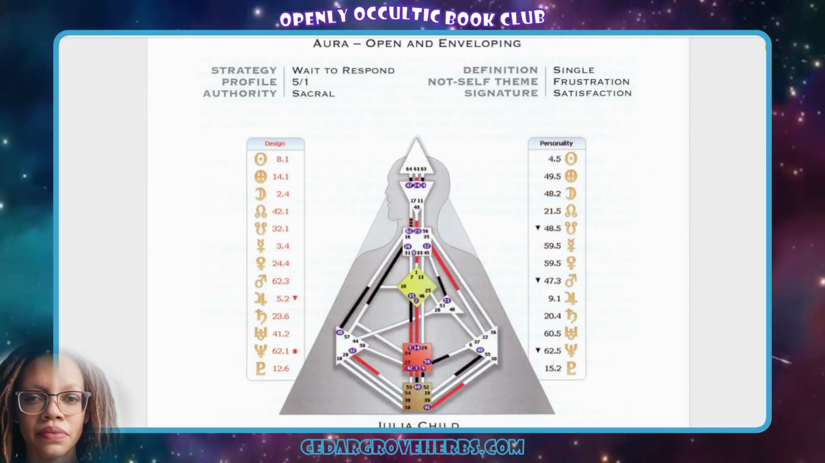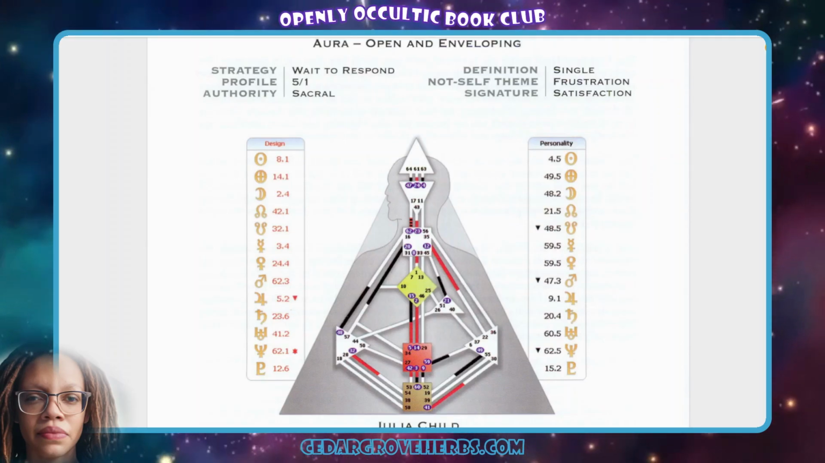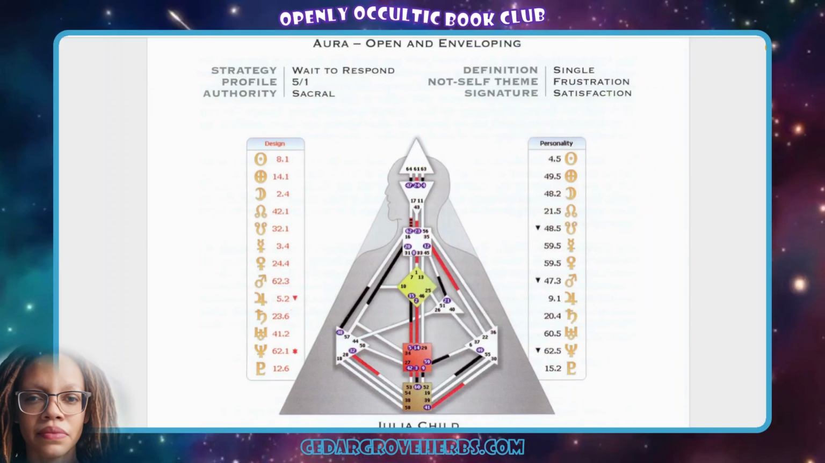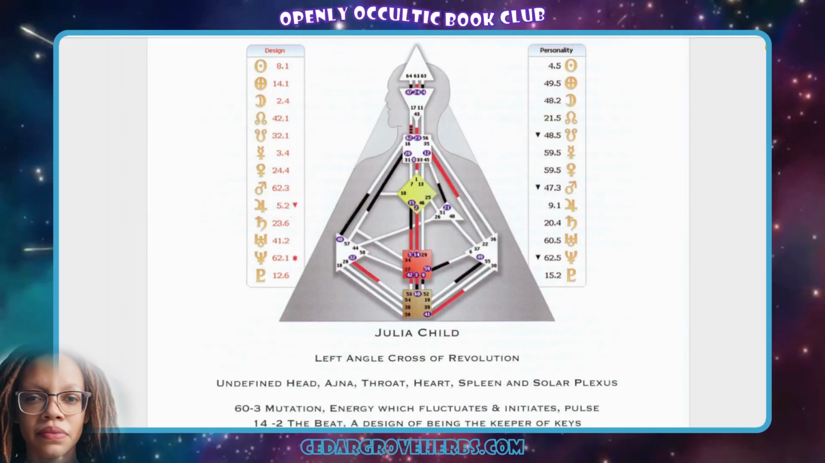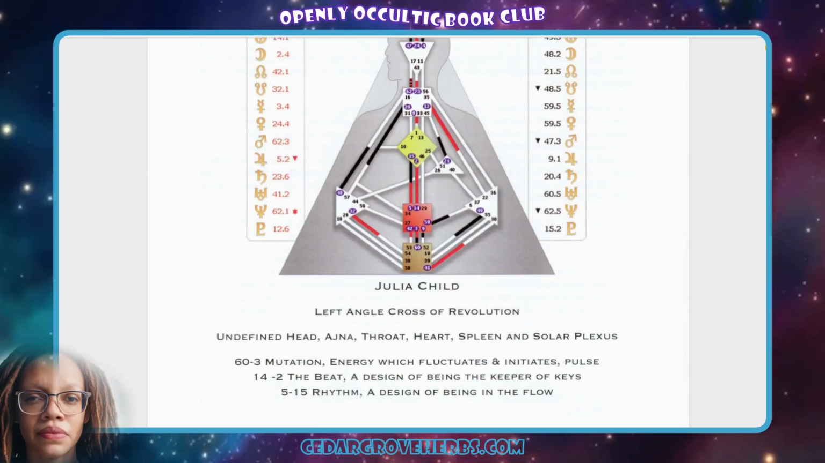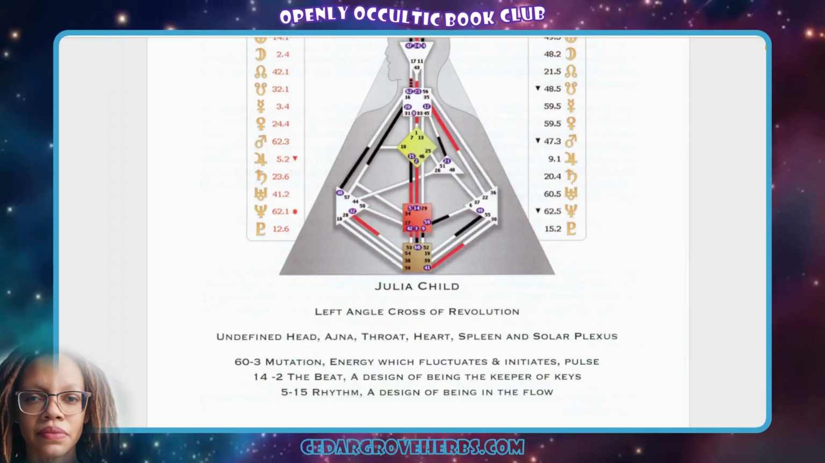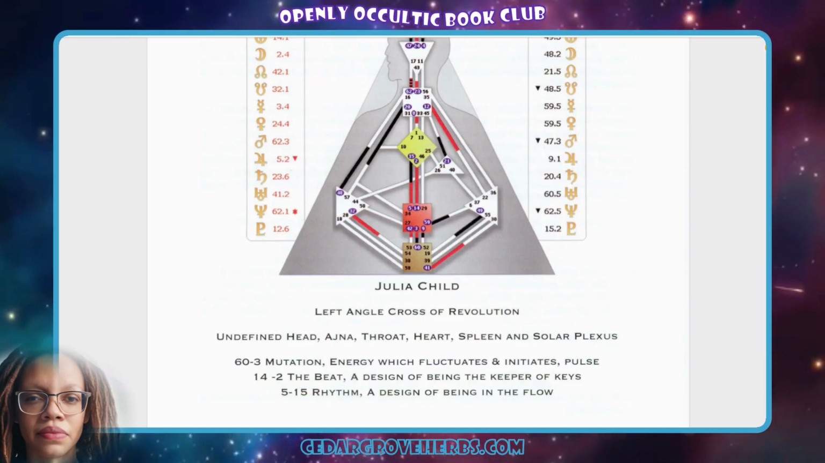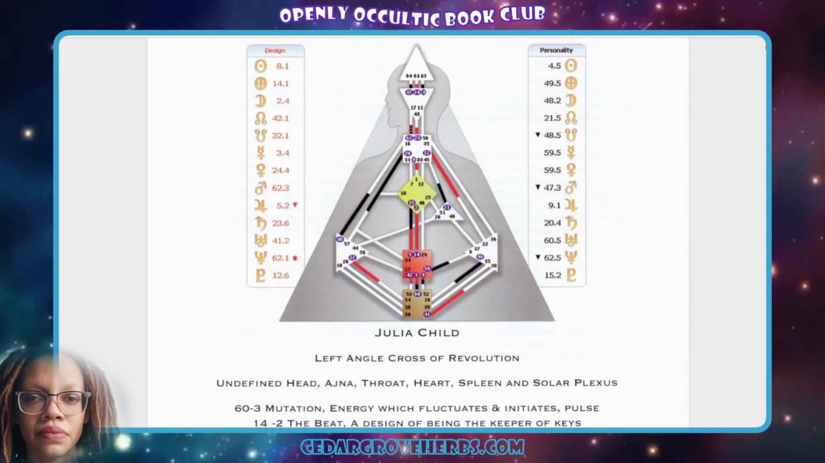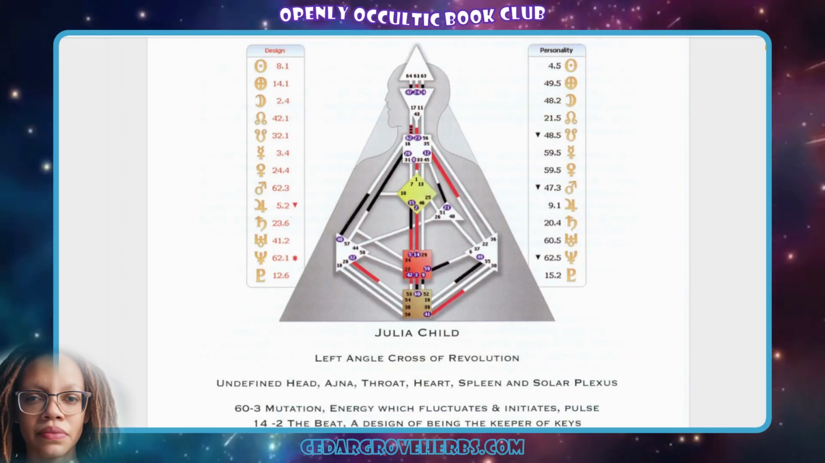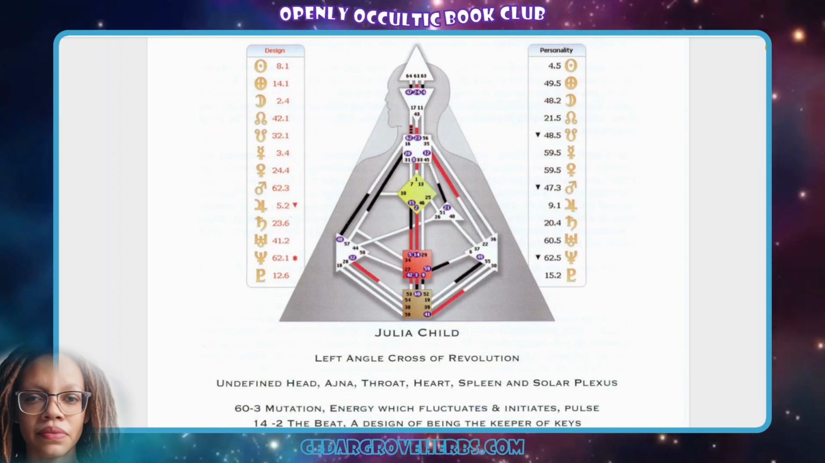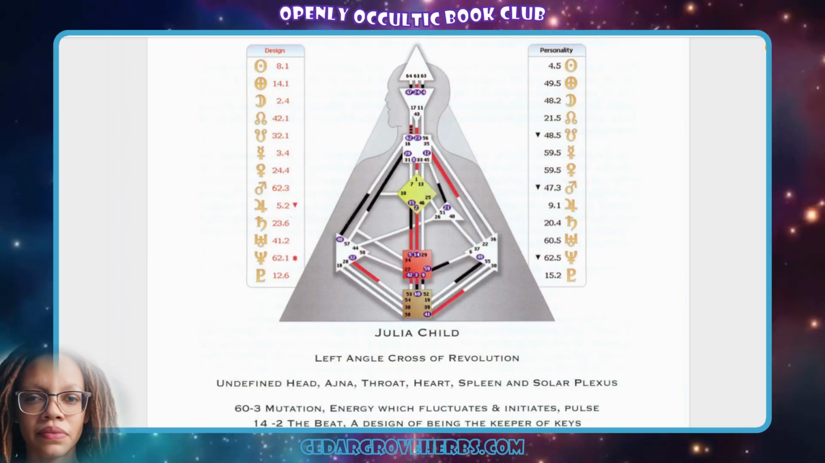Their not-self theme is frustration. And their signature is satisfaction. This is the chart of Julia Child. The incarnation cross that she has is the left angle cross of revolution. Wow. She had undefined head, undefined ajna, undefined throat center, undefined heart center, undefined spleen, and undefined solar plexus.